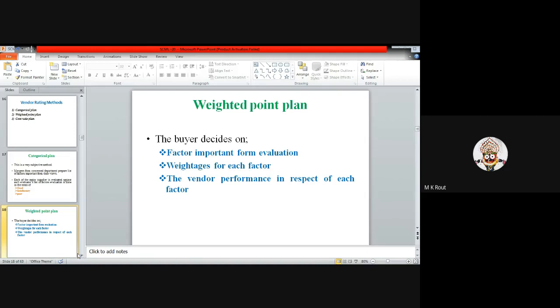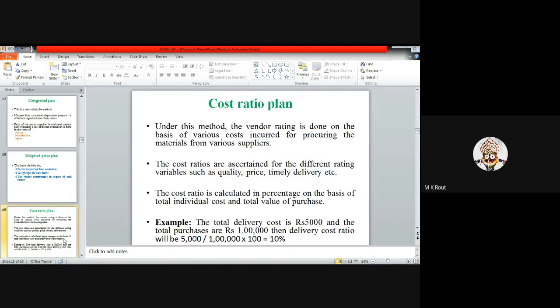That is the concept. Moving to the next part, that is the cost ratio plan.